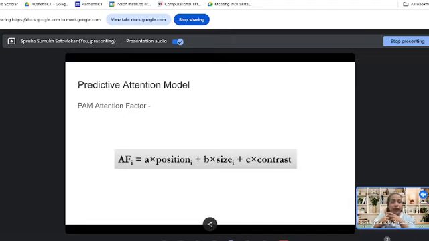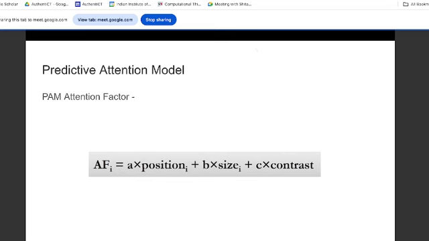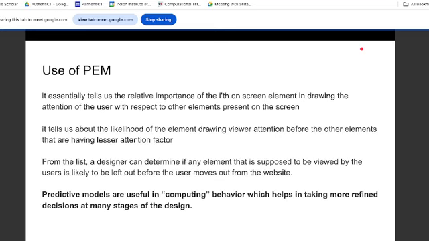If we know about it, we can place this ith element at an optimum position, at an optimum size and an optimum contrast, given by these A, B, C values, and that becomes the model for predictive attention. Okay. So that's kind of an example of a predictive attention model. It's been really well described in the video.